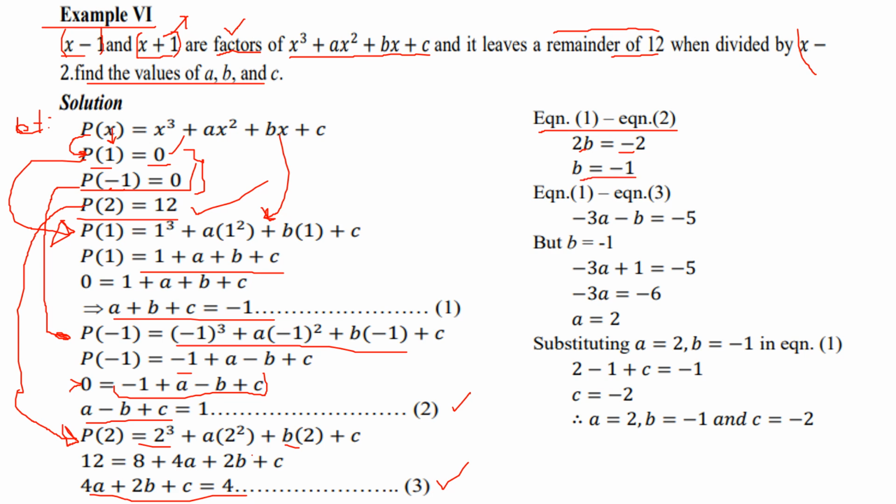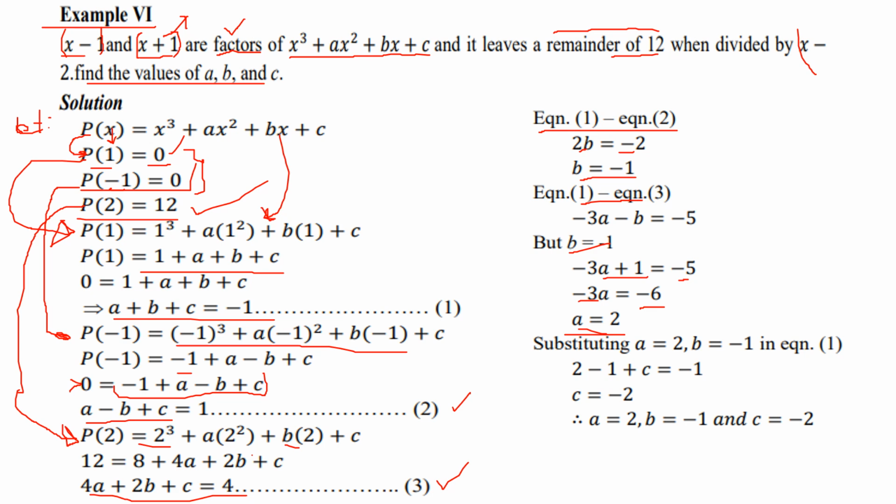So let's also use the elimination method on equation 1 and equation 3. If you eliminate c, you are going to remain with negative 3a minus b is equal to negative 5. If you substitute for b, but b is equal to negative 1, you are going to remain with negative 3a plus 1 is equal to negative 5. Simplifying, you are going to remain with negative 3a is equal to negative 6. And if you divide through by negative 3, you are going to remain with a being equal to 2.